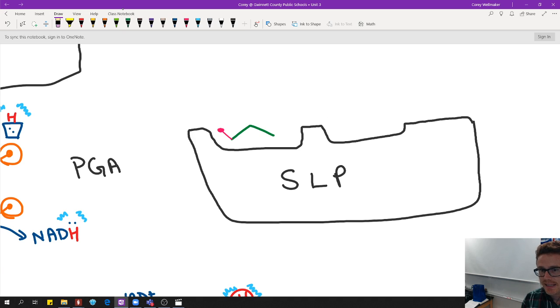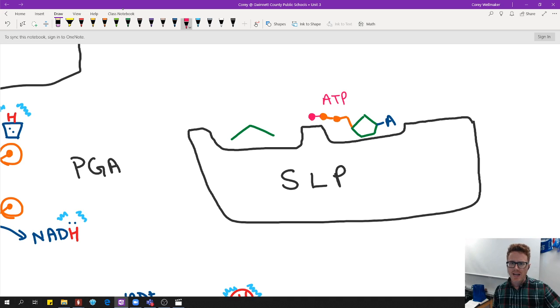Another enzyme is going to take this PGA with its one remaining phosphate, and it's going to rip that phosphate off and transfer it to ADP. So again, we're just recharging. It's like recharging the battery. We're taking these depleted ADPs, ripping the phosphate off of PGA and transferring that over to ADP to recharge this into ATP.